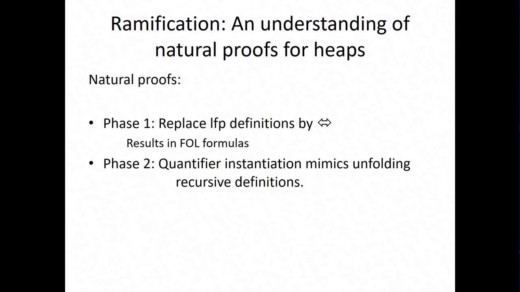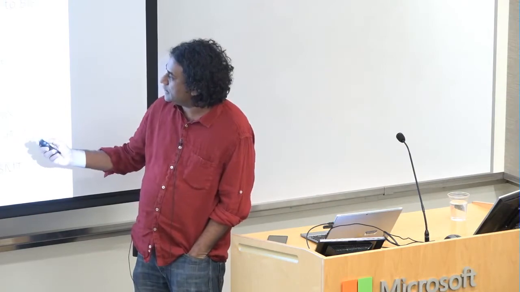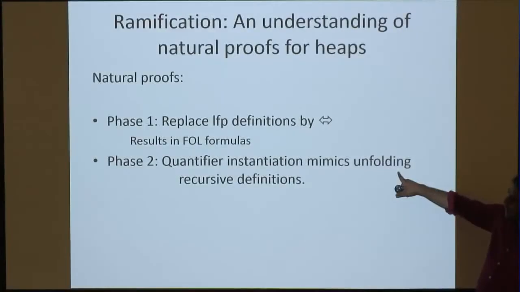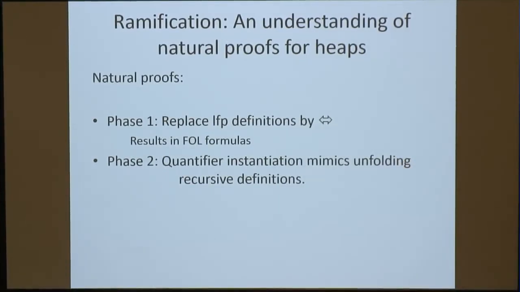So you can look at natural proofs as actually doing two things. One is replacing least fixed point definitions with an if and only if. Now this has semantic loss; you're not expressing least fixed point. And phase two is doing quantifier instantiation, which is essentially doing recursive definition unfolding. And what we now know is, I'm going to argue that phase two is actually complete. And remember, for completeness, we need safety. So I'm going to argue that what we're actually generating is safe.